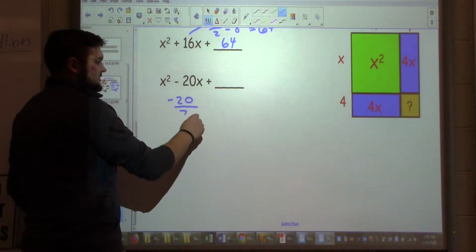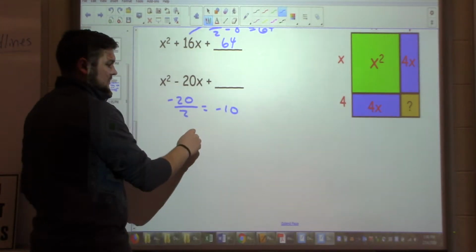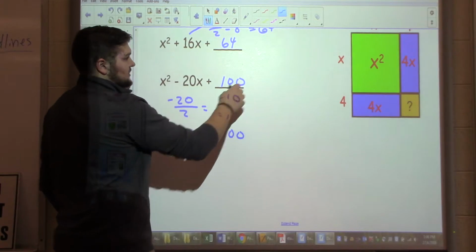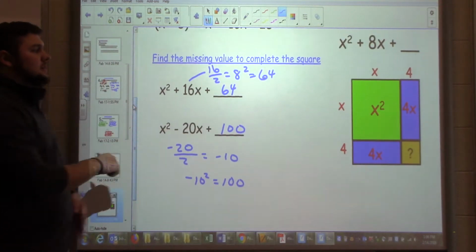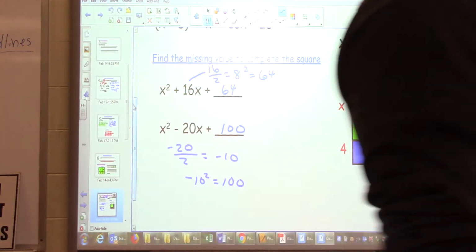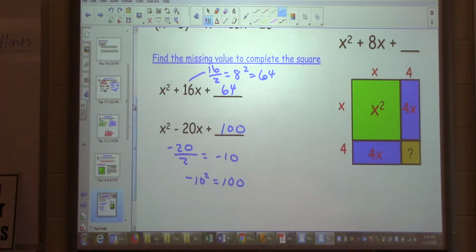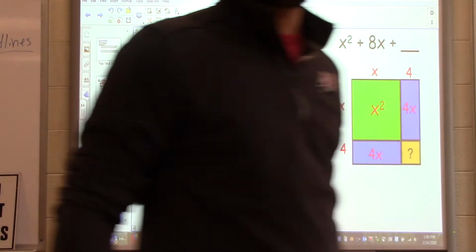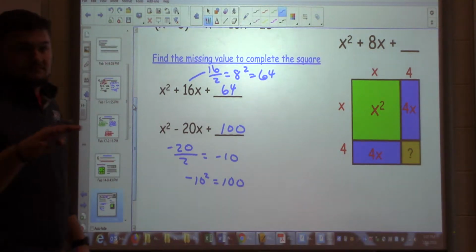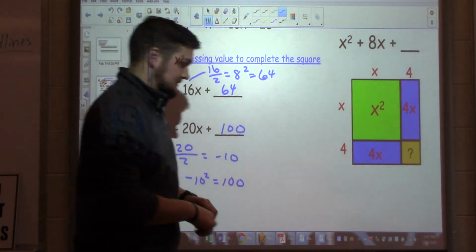Negative 20 divided by 2 equals negative 10. Negative 10 squared equals 100. So it'll be plus 100. It will always be a positive number that you're putting on there to complete the square. Alright? Now, we're going to see why we divide it by 2 in a second. But for right now, you just got to trust me. Can you do that? Yeah?